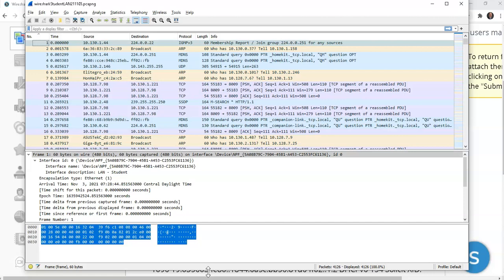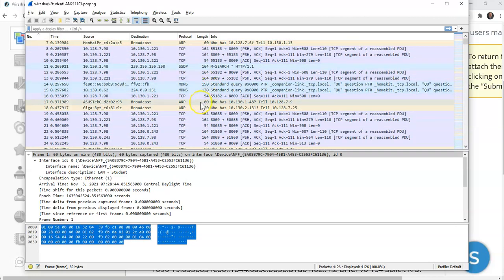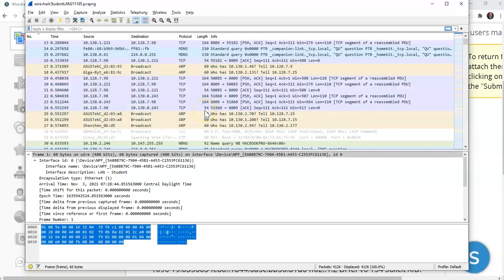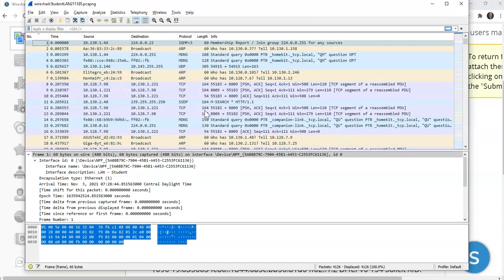Oh yeah, it's 10.130.1.44. Nope. Oh, I guess it's only the first packet. It's 10.30.2.246. Nope. Yeah, so we're watching the whole network. One clue is, what traffic is not broadcast? ARP is a broadcast.